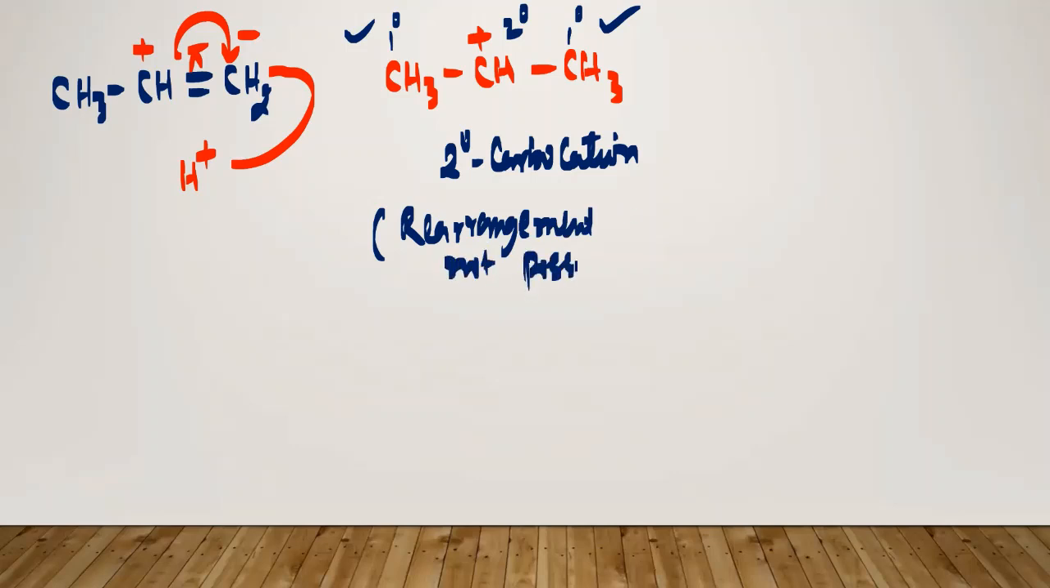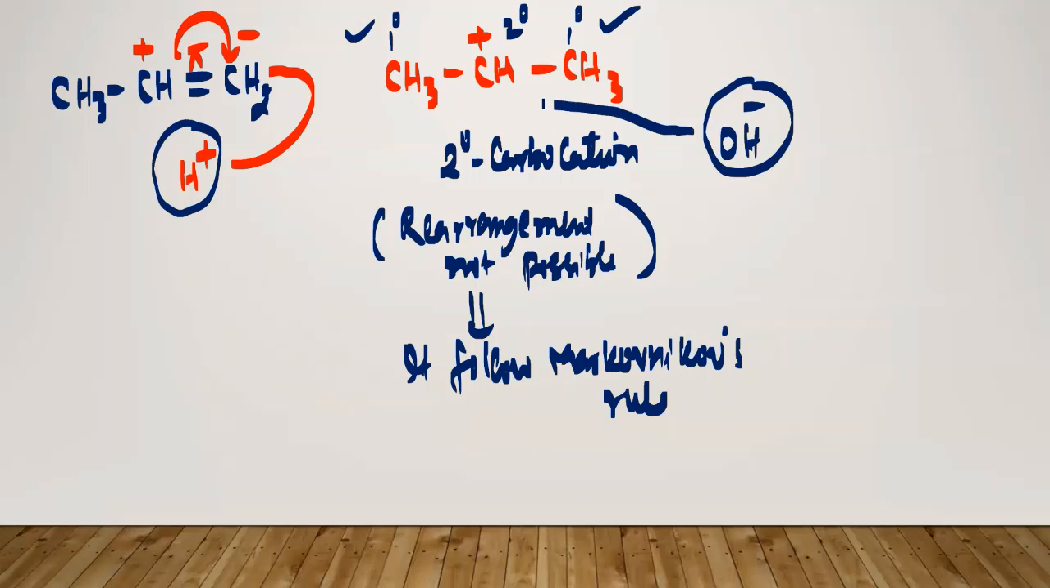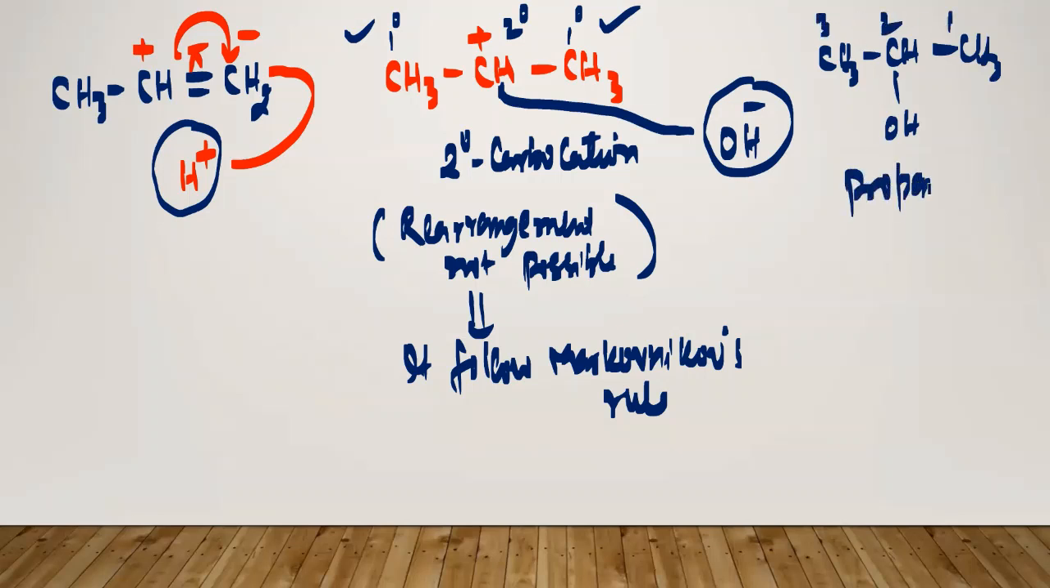So when rearrangement is not possible, obviously it will follow the Markovnikov's rule. So what is that? In the first step, you have added H plus. Now in the second step, you will be adding OH minus, because in total you have to add water. H plus and OH minus is water. That is hydration you have to do. So obviously now this will come right out here on the second carbon. And finally, you will be having here CH3, CHOH, and CH3. 1, 2, and 3.